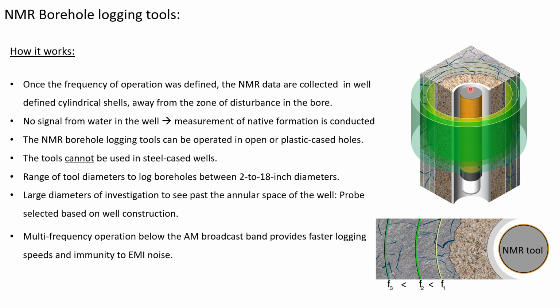The NMR tool can be operated only in open or plastic-cased holes. These tools cannot be operated in steel-cased wells, because the NMR fields cannot penetrate the steel casing. Today a range of borehole logging tools exist on the market, and these tools can be used to log wells between 2 and 18 inches in diameter. Different tools have different diameters of investigation, so the measurement can be located past the annular space of the well, and the tool is selected based on the well construction.